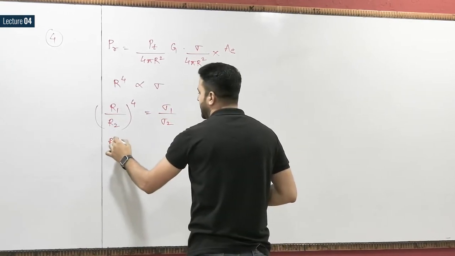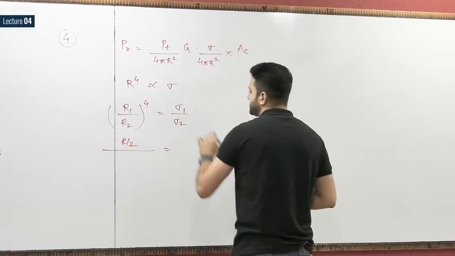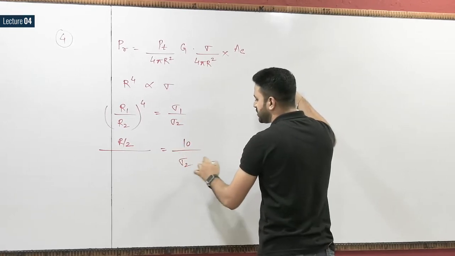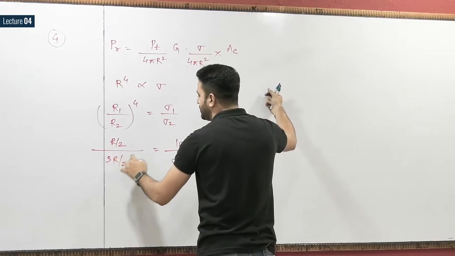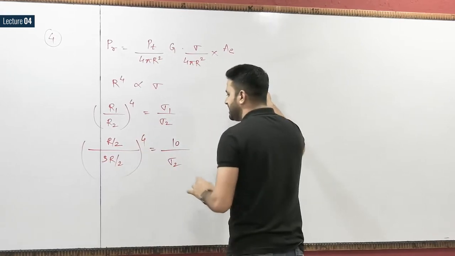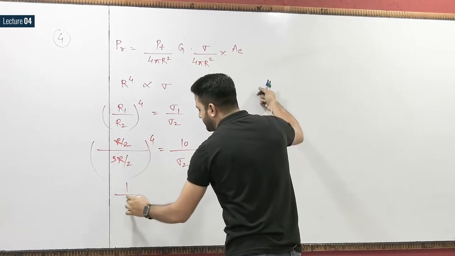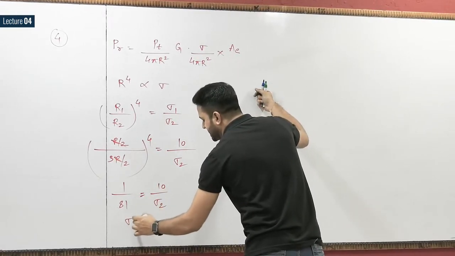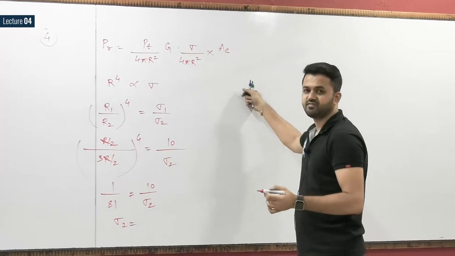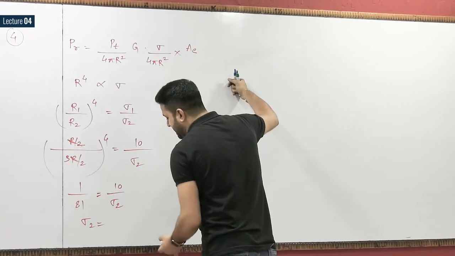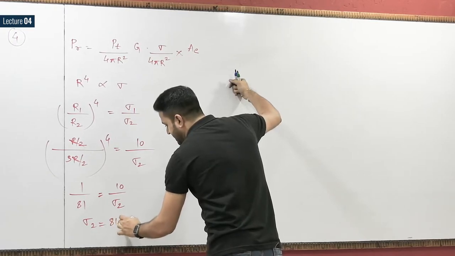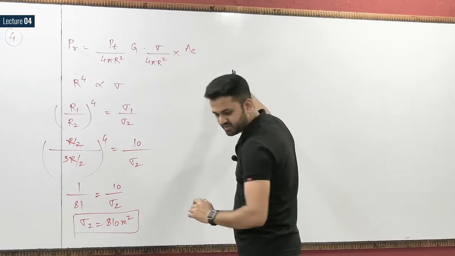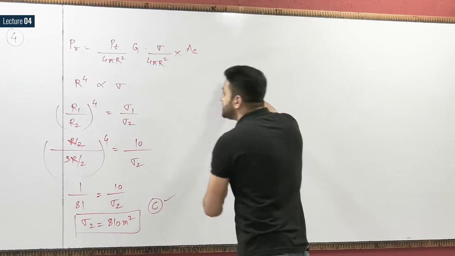So at distance R by 2, sigma 1 is 10, and we have to calculate this sigma 2 at distance 3R by 2, whole to the power 4. This R by 2 and R by 2 will get cancelled, and we get 1 upon 81 is equal to 10 upon sigma 2. Hence, we can say that this radar cross section at distance 3R by 2 is 810 meter square. So, according to the option, the correct answer is option C. So, this is question number 4.